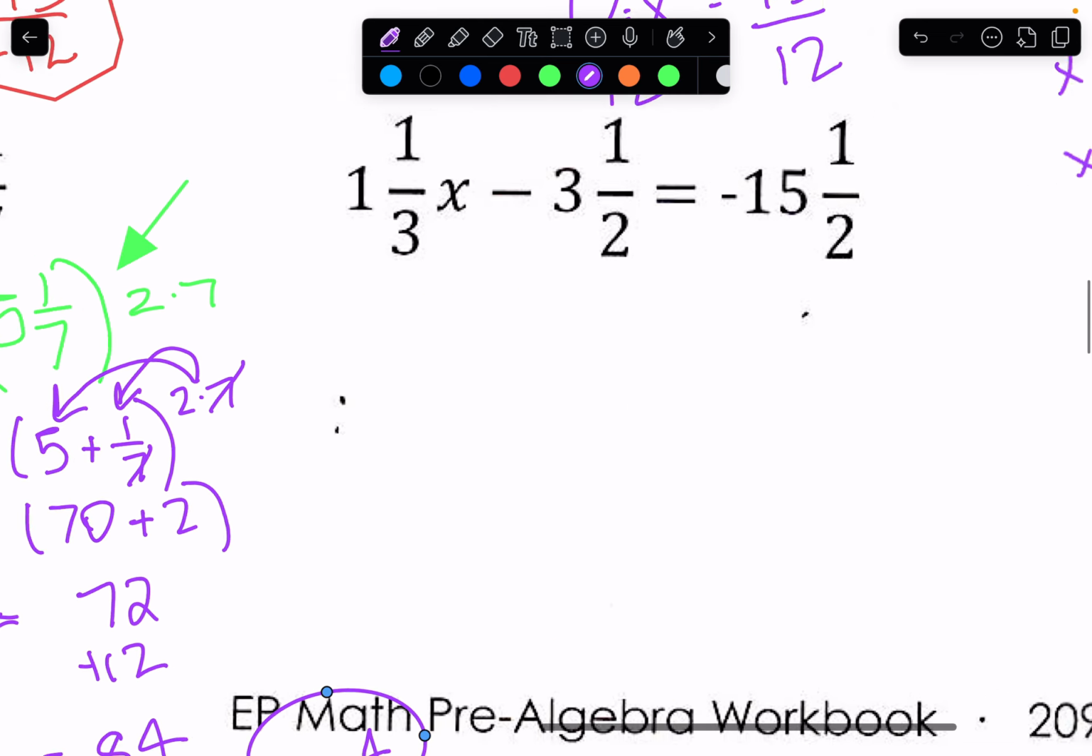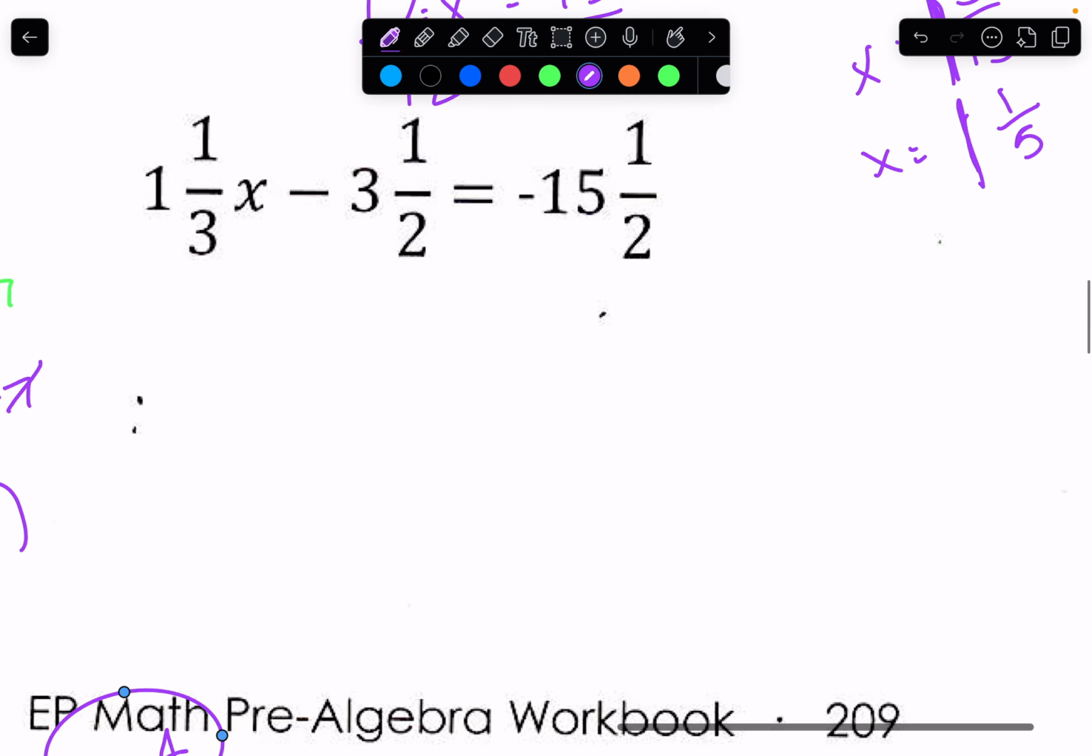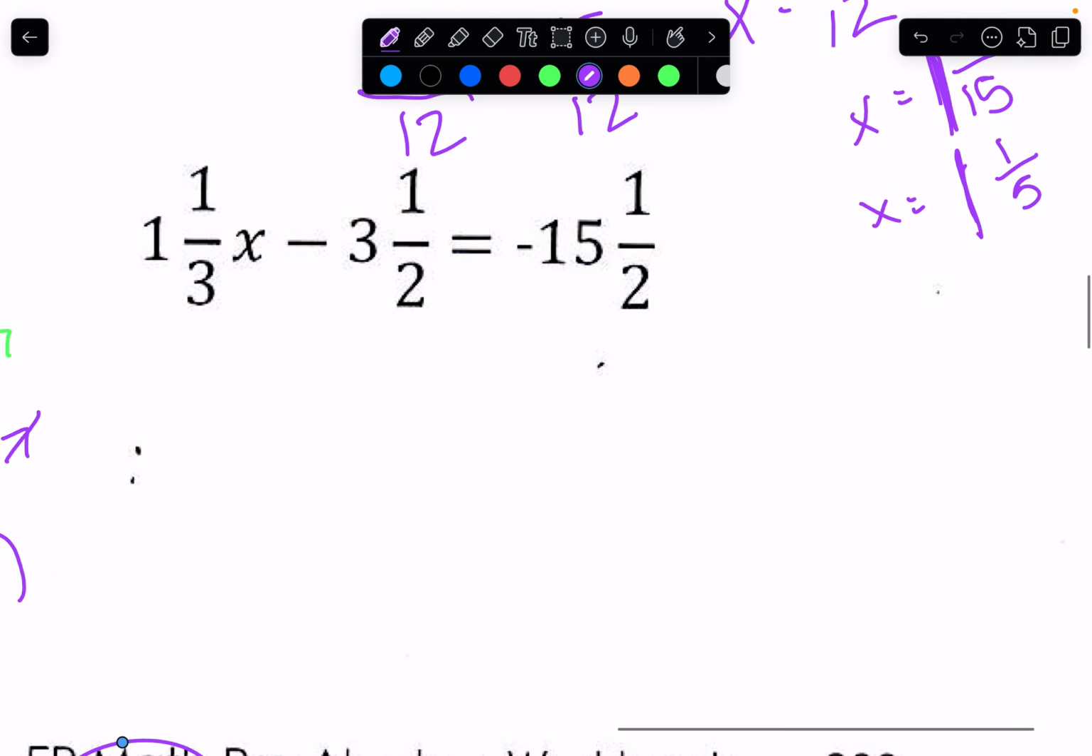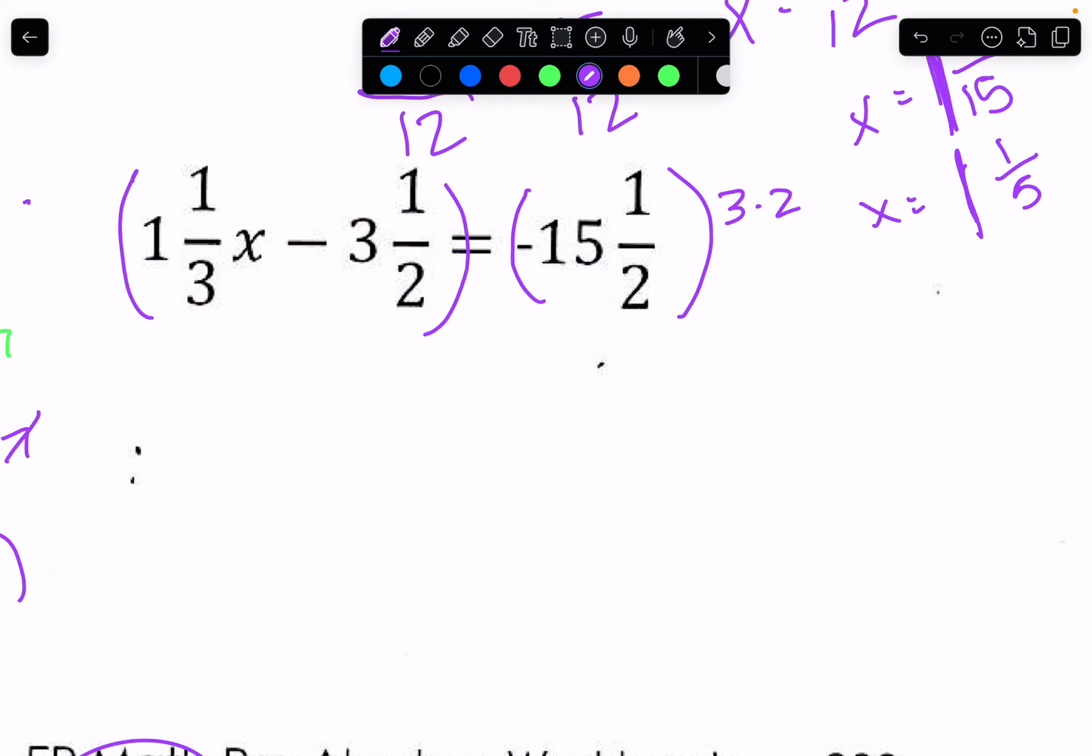All right, final one for today. 3's and 2's, not too bad, right? Okay, all right. Let's multiply both sides by something to get rid of a 3 and a 2. Well, let's just do a 3 and a 2.